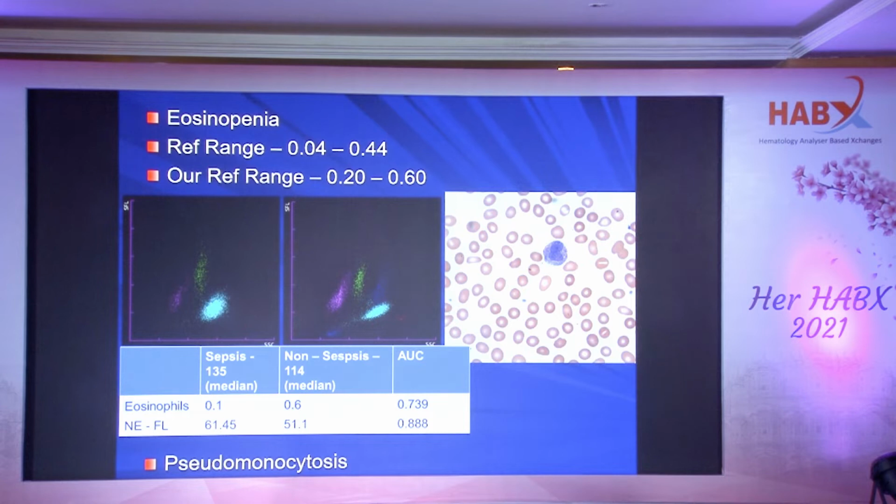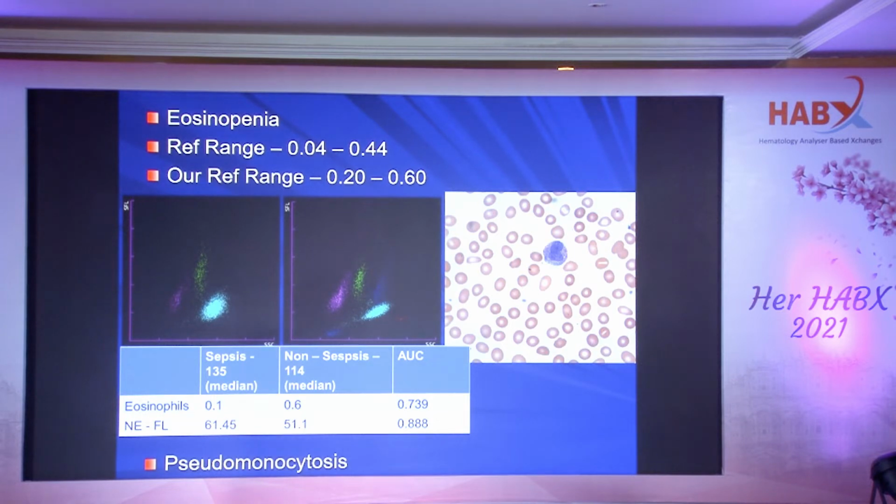Of course, there are other signs of sepsis. Eosinopenia. When you apply for NABL, you use the international reference range for eosinophils, which is 0.04 to 0.44. You have to use your own reference range, because eosinopenia can be an early marker of sepsis.